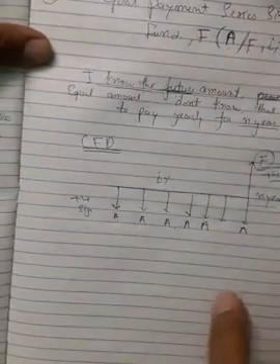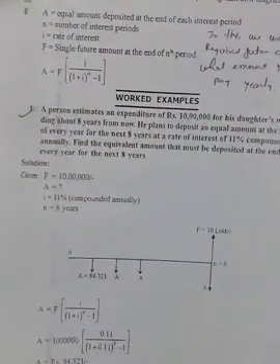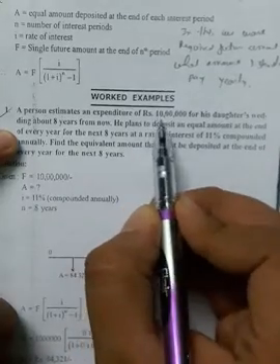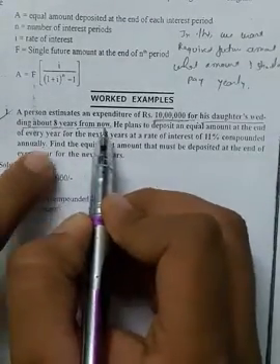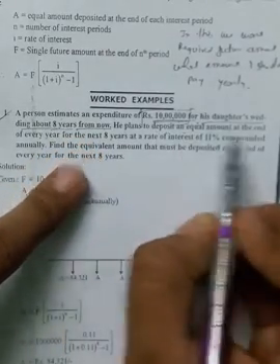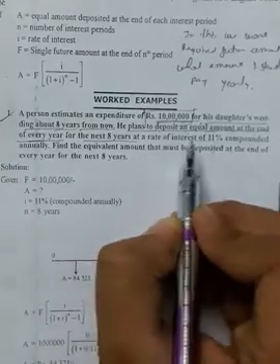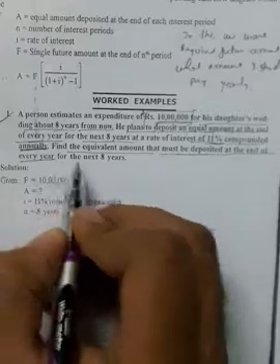So let's solve one problem on this. Let's go to the textbook. A person estimates an expenditure of rupees 10 lakh for his daughter's wedding about 8 years from now. From now onwards, after 8 years, he requires 10 lakh. He plans to deposit an equal amount at the end of every year for the next 8 years at an interest rate of 11% compounded annually. Find the equivalent amount that must be deposited at the end of every year for the next 8 years.